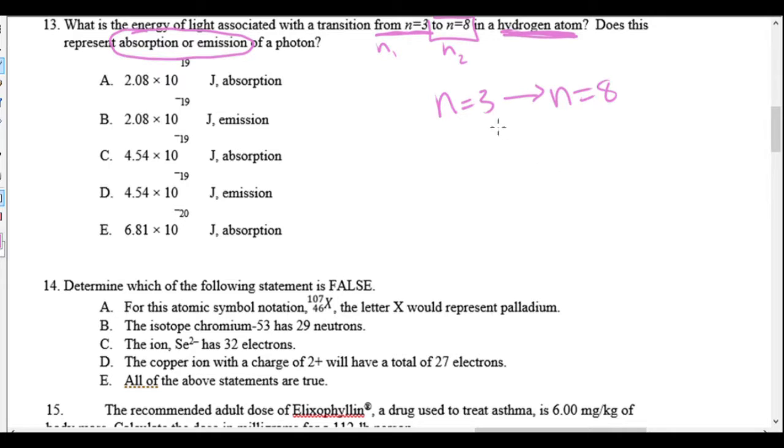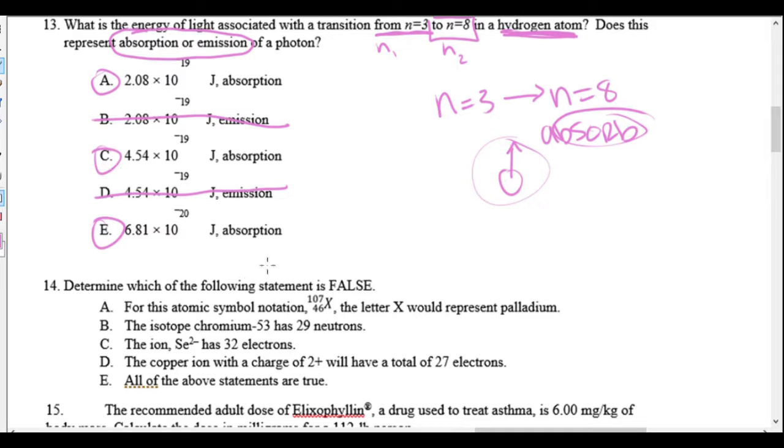So with that, it has to take in energy to jump from a lower shell to a higher shell. That's what we're saying. We're saying it's going up to a higher shell. So in order for that to happen, for this electron to jump shells, it's going to need to take in energy or absorb energy. So, gone.